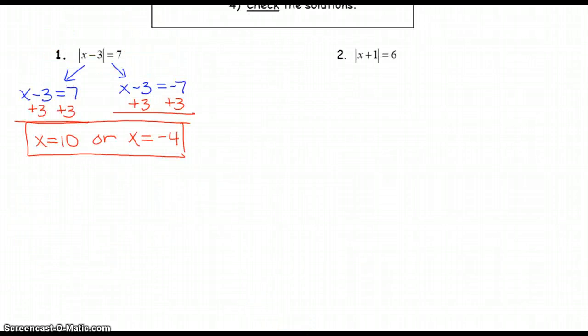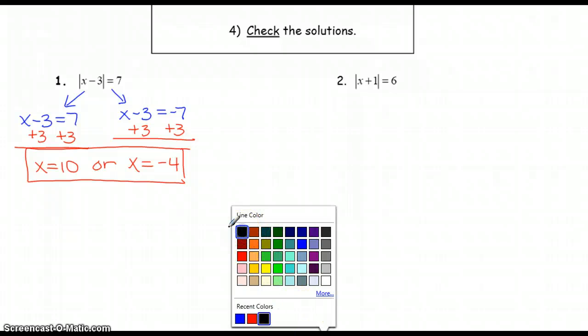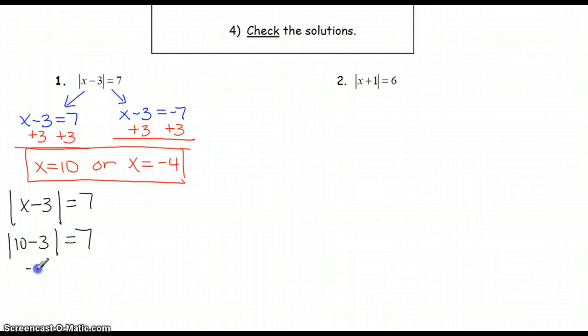I'm going to start with checking 10. So first thing we're going to do is set up my original problem, x minus 3 in absolute value bars has to equal 7. So now I'm going to plug in 10. So I have the absolute value of 10 minus 3 must equal 7. Well, 10 minus 3 is 7. And I want to know, is the absolute value of 7 equal to 7? It sure is. So that is a possible solution.